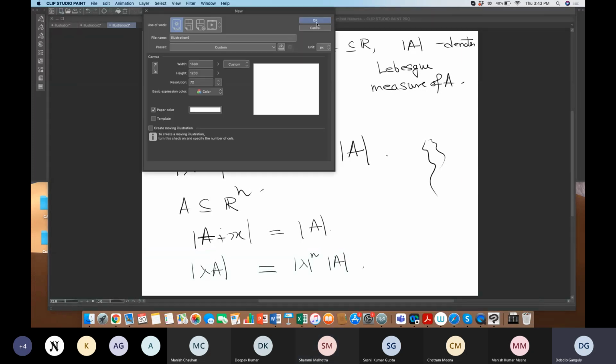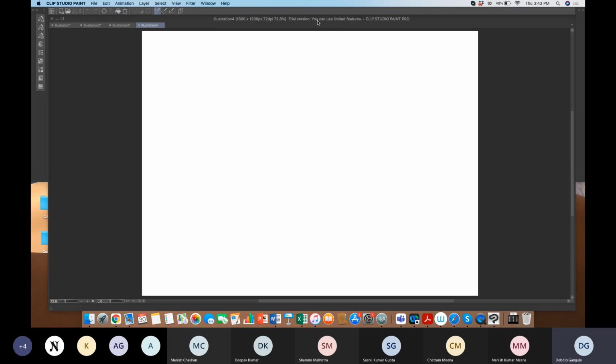Now I will do... So do you know convolution? Does anyone know? In measure theory, did you do this? Convolution? Have you heard this name?